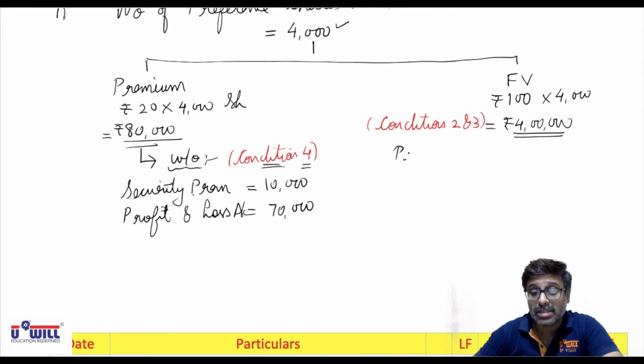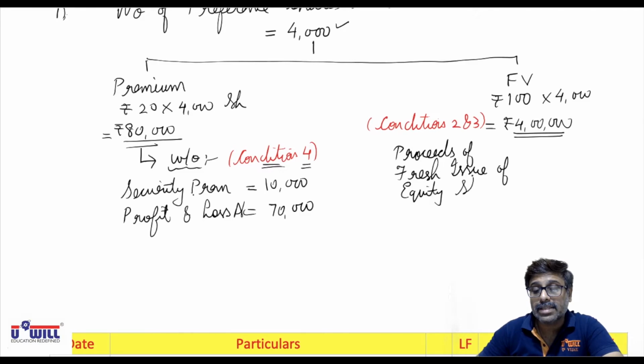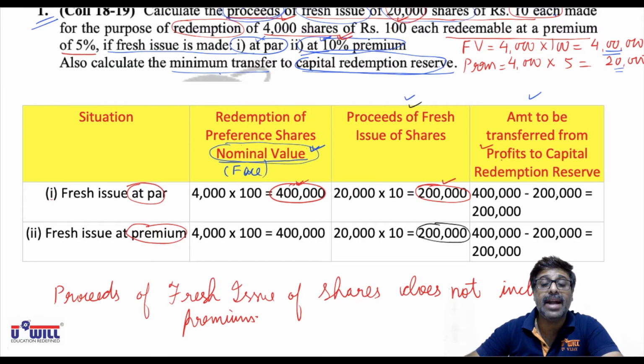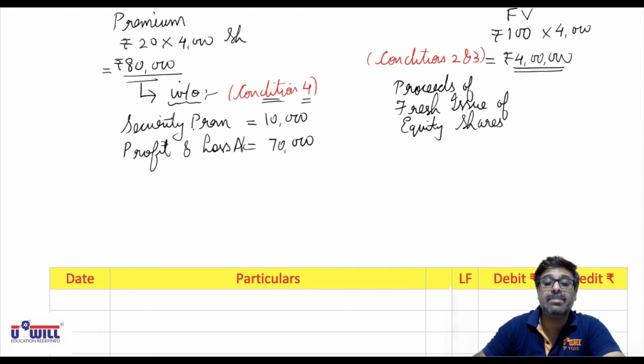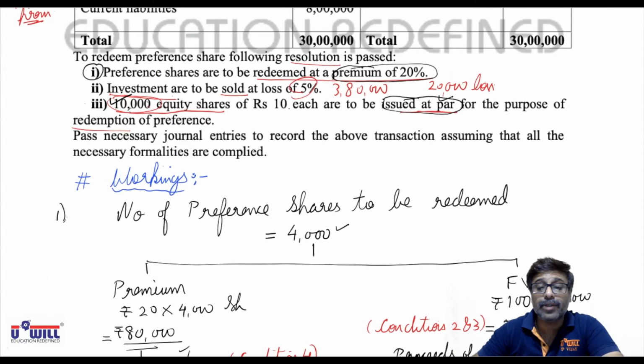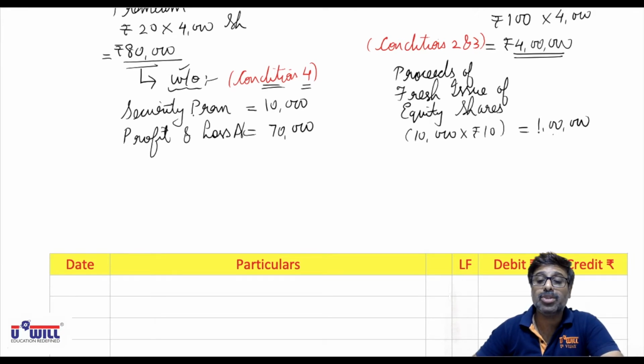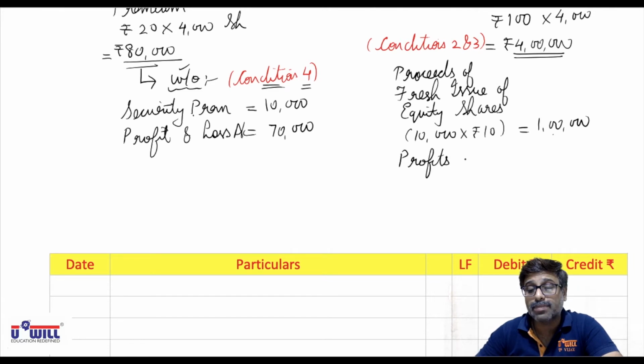So the proceeds of fresh issue of equity shares are already given to us. Just now we discussed in the previous question that in the proceeds of fresh issue of shares, we will always take face value even if they are issued at premium, because premium is used in writing off premium separately. So here 10,000 shares of 10 each are issued at par, meaning 10,000 into 10, 1 lakh. Out of 4 lakhs, 1 lakh we will get from proceeds of fresh issue of shares. The remaining amount we will take from the profits, meaning profit and loss account.